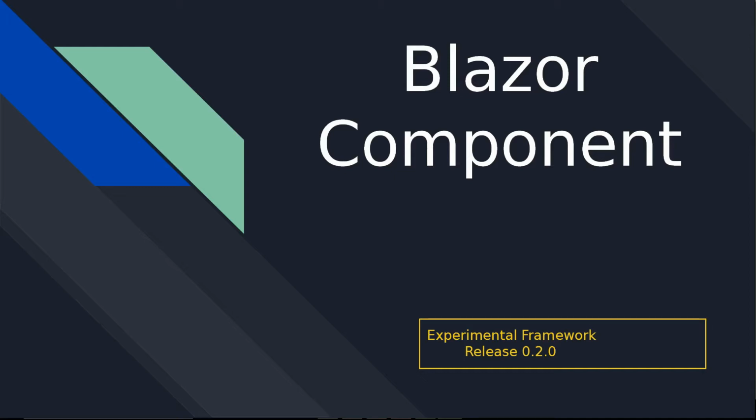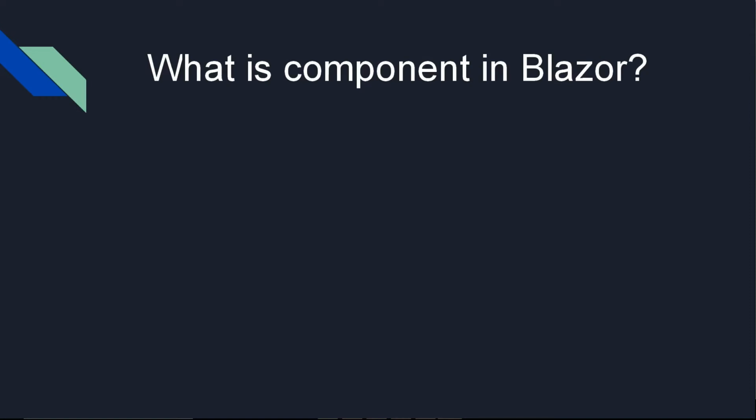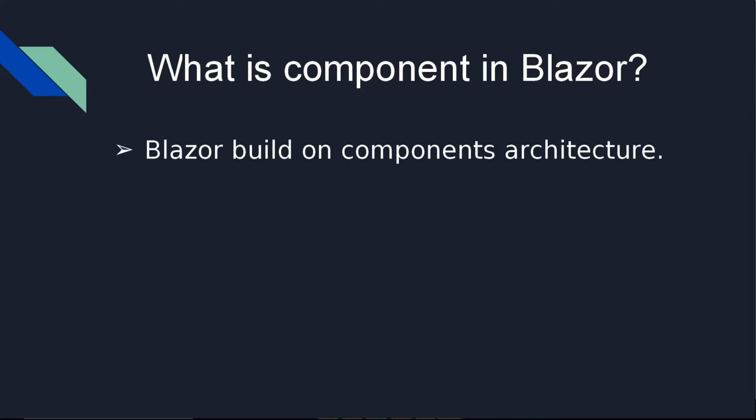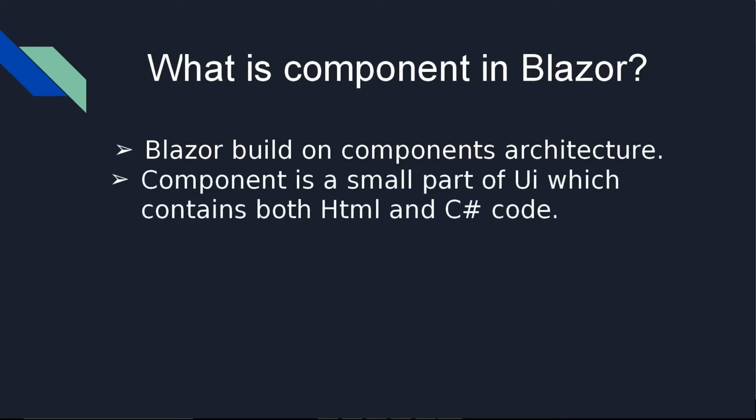Okay, let us start today's topic, that is components. What is a component? Blazor is built on a component architecture. That means many things inside the source code are components. Take the example of a router. In Blazor, the router is also a component. It's created as a component.